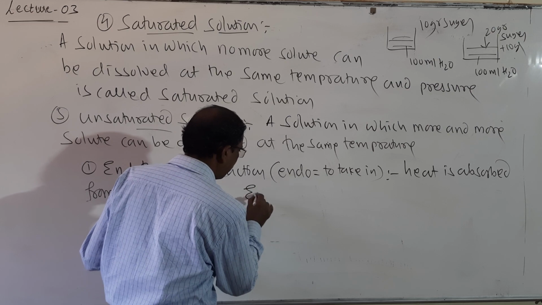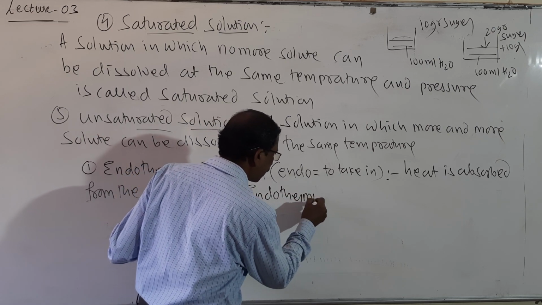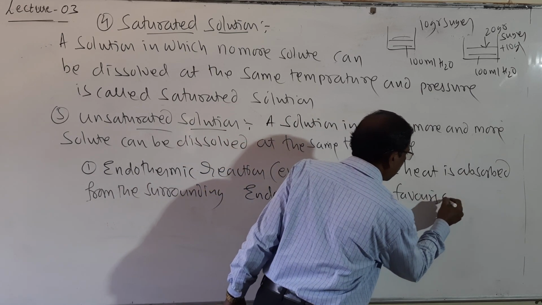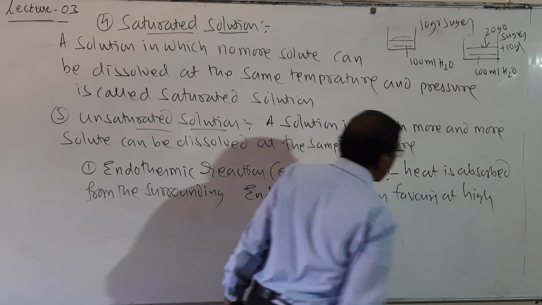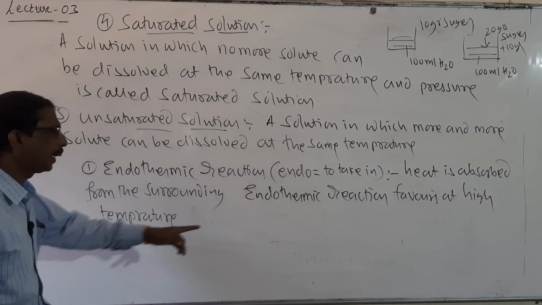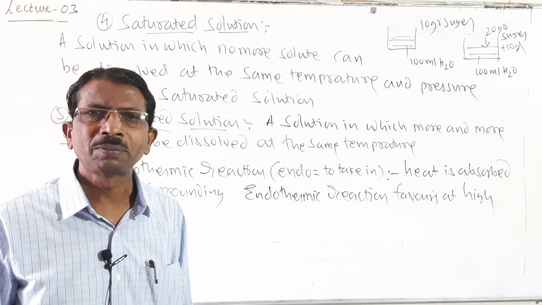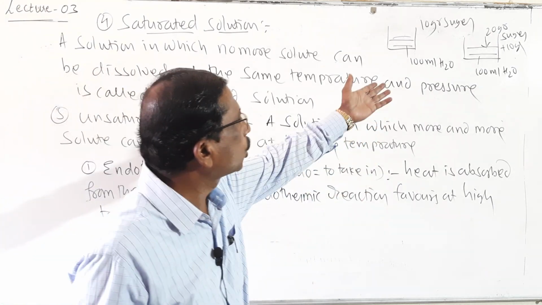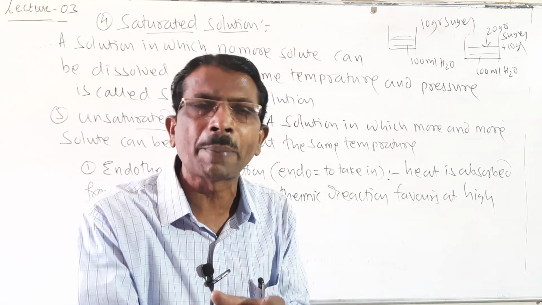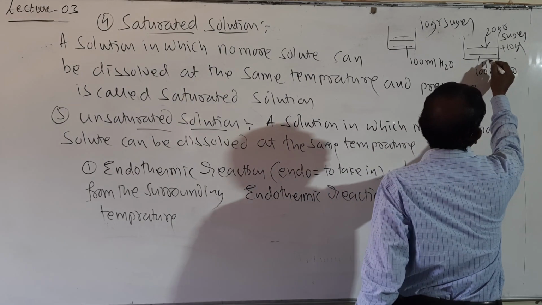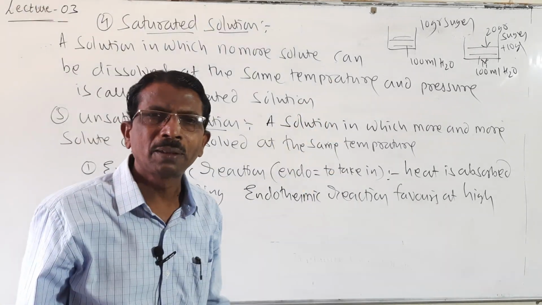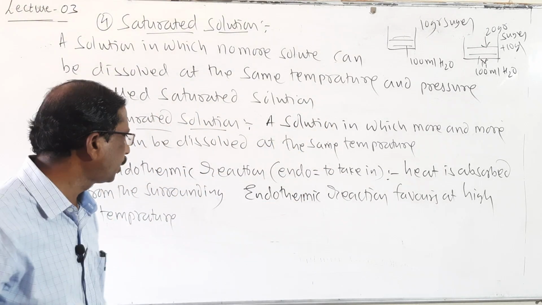So remember, an endothermic reaction always favors high temperature. For example, this sugar in water: here 20 gram of sugar is added, it slowly dissolves. If you increase the temperature, the solubility increases. So therefore it is endothermic. So an endothermic reaction favors high temperature.